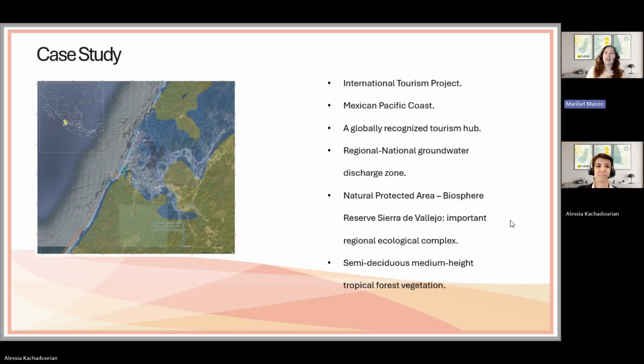Now, let's see how these ideas were applied in a real case. This was my first hydrological project using Tothian theory. The project is located on the Mexican Pacific coast in an area recognized by the New York Times as one of Mexico's top tourist destinations. The site is covered by tropical forests and is so close to an important natural area with high ecological and hydrogeological value. And this combination of high tourist pressure and protected natural area makes water management here especially important.